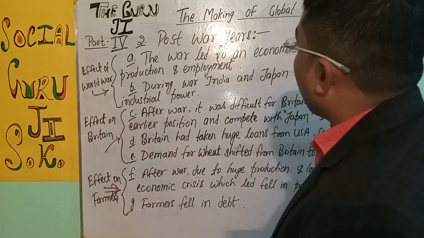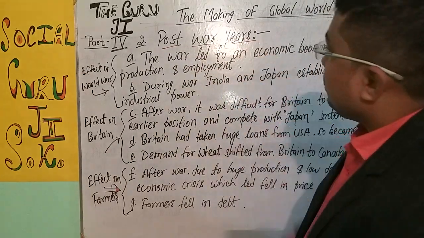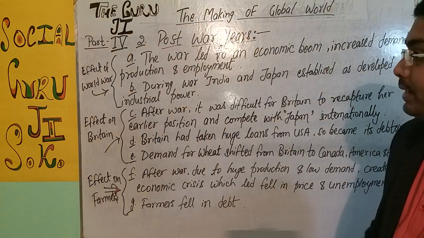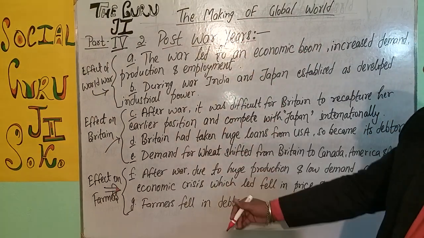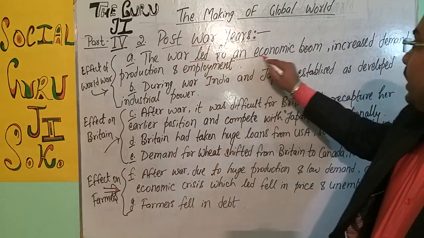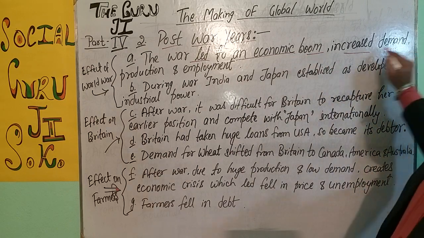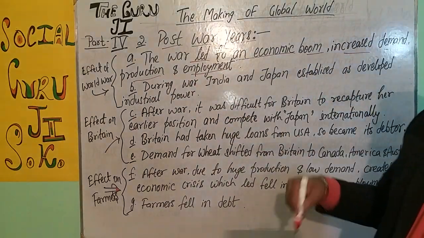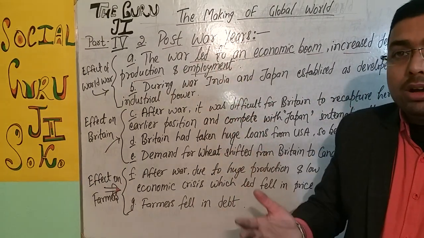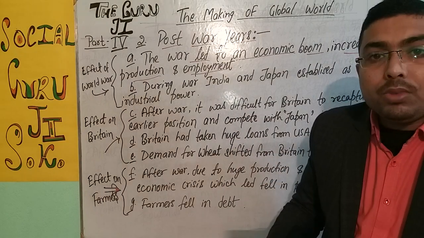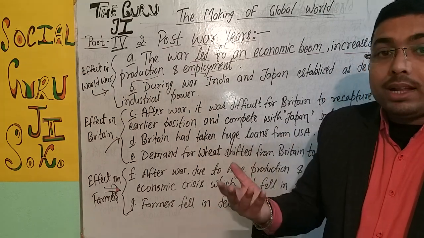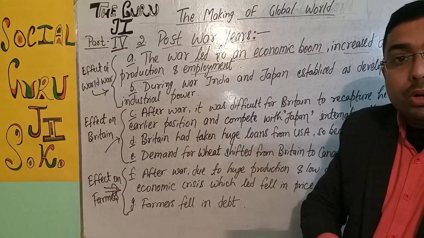Now, we are in the second topic, post-war years. It means after the war, what kind of situation was created. First of all, we divided the whole topic into three parts. Effect of World War: the war led to an economic boom, increased demand, production and employment. Means during the World War, all those things increased because they needed more and more production to fulfill the needs of soldiers and the machineries in wartime. So that's why these things increased during war.